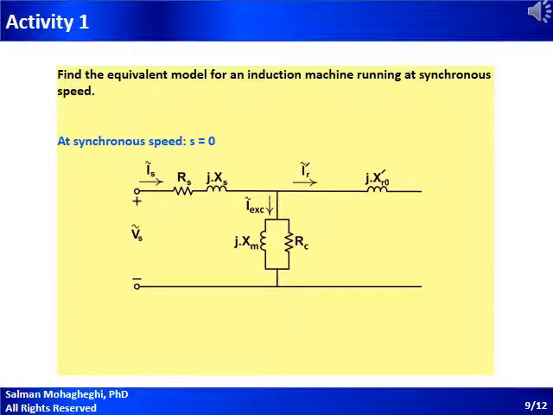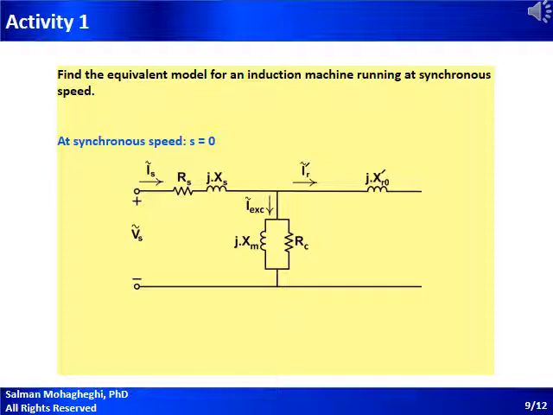Well, at synchronous speed, the slip is going to be 0. In the circuit diagram that we developed, the only element that is a function of the slip is the resistance RR prime divided by S. If S is 0, that resistance becomes infinity or open circuit. The model is shown on the slide. This indicates an induction motor that is delivering no power to the load.